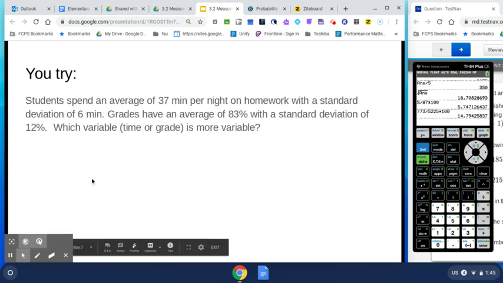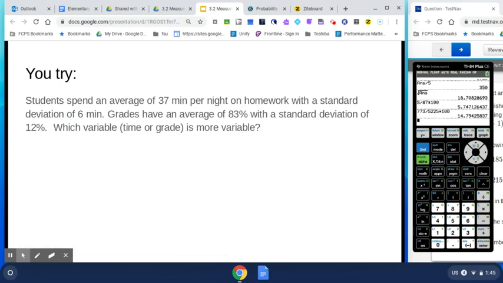Okay, why don't you try one of those coefficient of variation questions? So this is asking us to determine whether time or grade is more variable. Pause the video here, find those values for CoVar, and unpause the video to see the results.